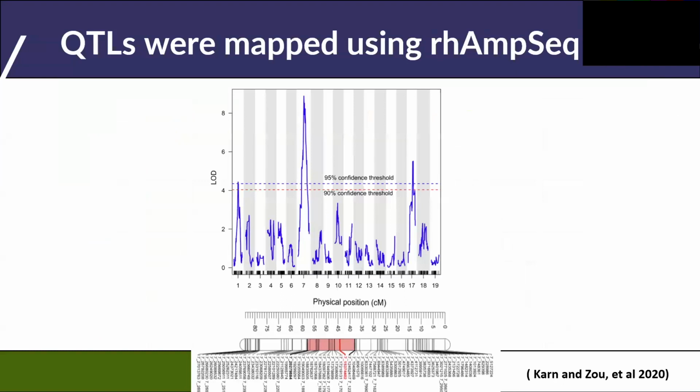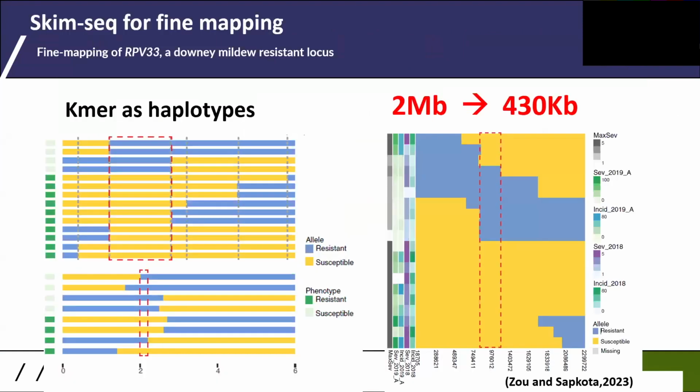So in our current pipeline, we are using rhAmpSeq, which is also very cheap to do, less than $20 per sample. So we are able to use the rhAmpSeq markers to map the QTL. The marker number we have is about 2,000 markers. If you think about the grape genome, it's 500 megabase pairs long, so in theory we should get 250 kb resolution. But practically, we normally get around 1 to 2 Mb resolution.